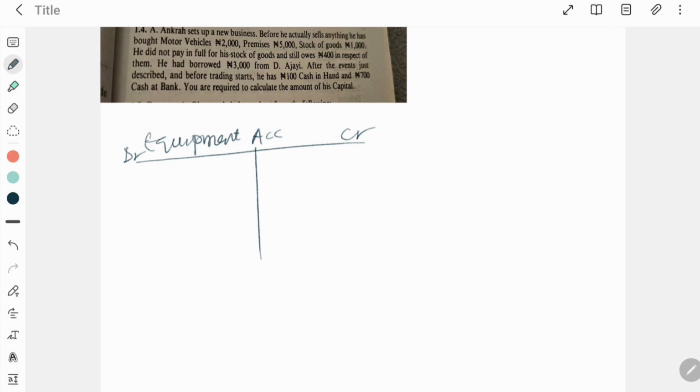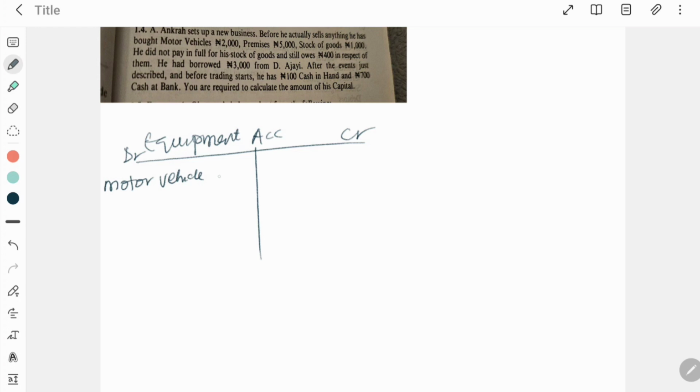Anything coming in is usually debited. Whatever is going out is credited. In this case, equipment is an asset, and whatever asset comes in, we debit it, right? So Ankara sets up his business. The first thing he did was to buy a motor vehicle. We know that a motor vehicle is an asset. It is part of fixed assets, non-current assets, and it is usually a debit entry. So we say motor vehicle.